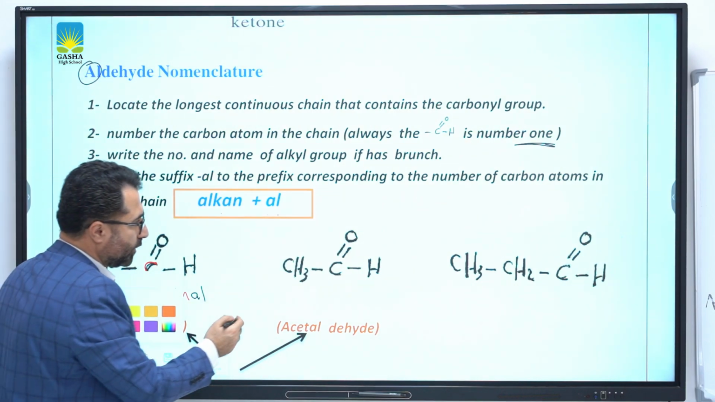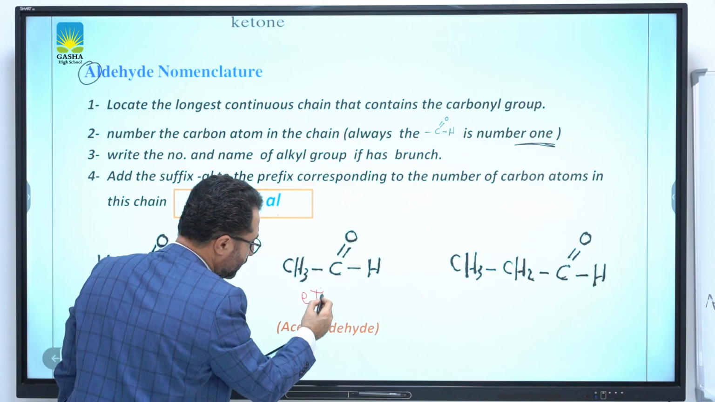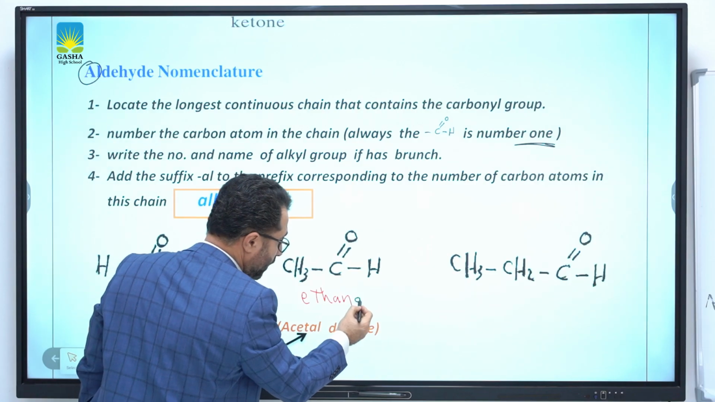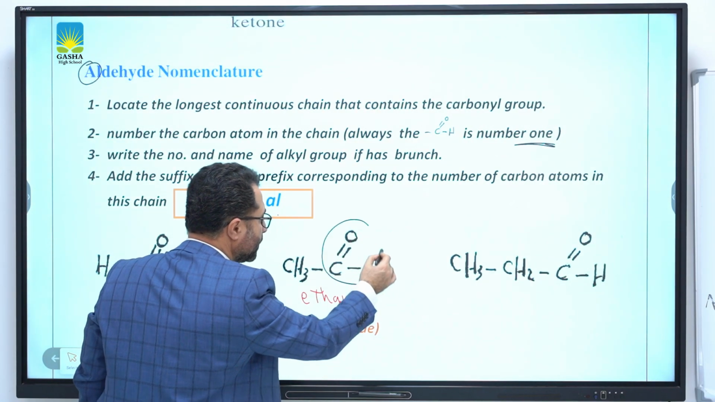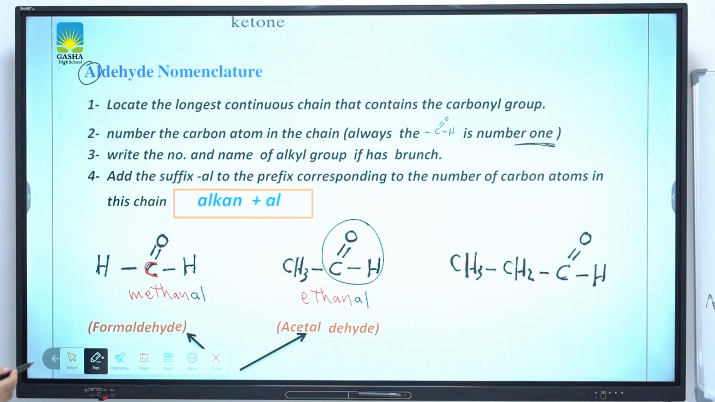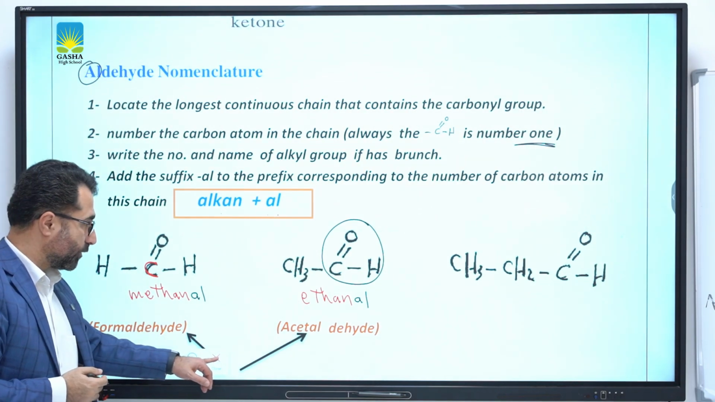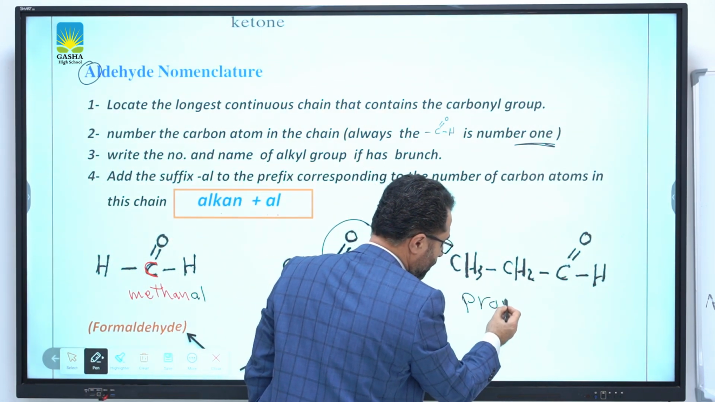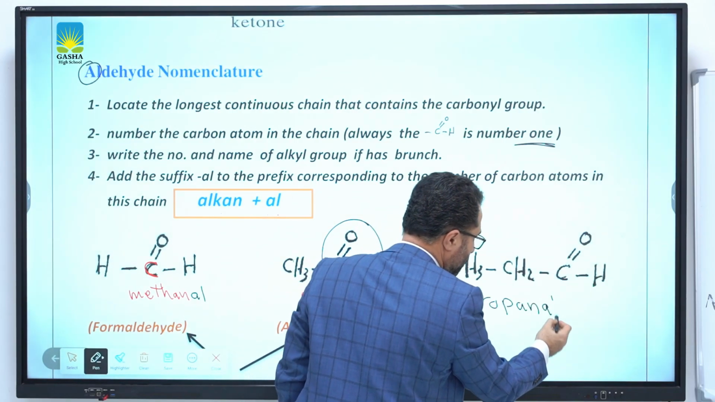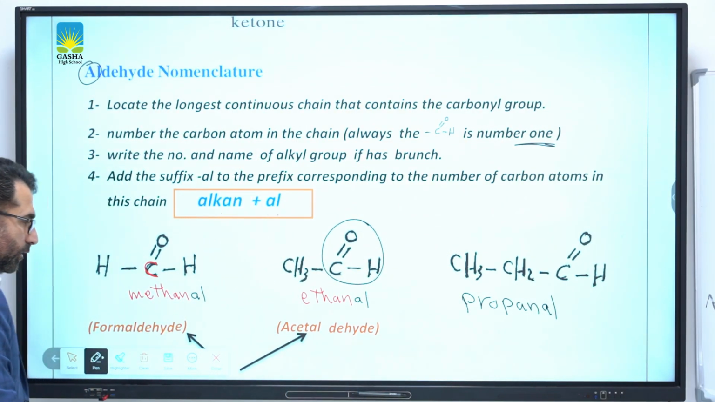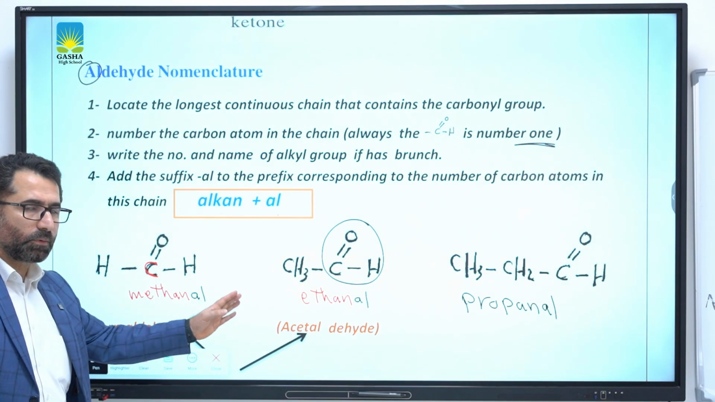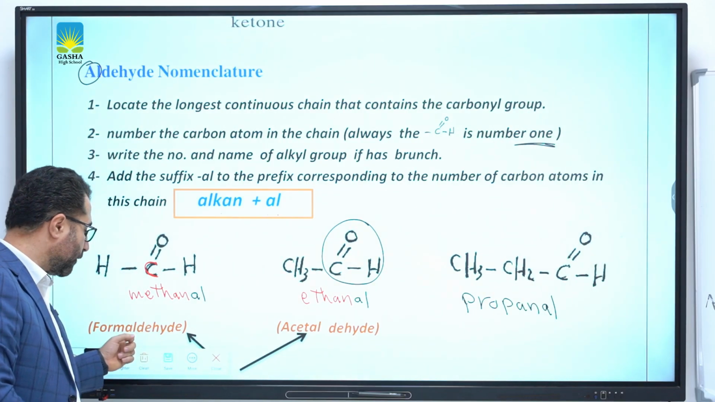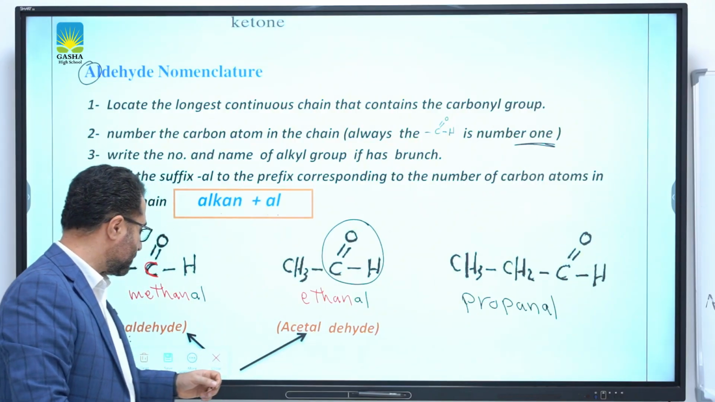For 2 carbons, it will be ethane, add "al" because it's an aldehyde. How do you know it's an aldehyde? The carbonyl group is attached to the first carbon, not within the chain. The third one has 3 carbons, so it's propane, add "al", it will be propanal. For the first and second ones we have common names. The first one, methanal, has a common name of what? Formaldehyde. And ethanal is acetaldehyde.